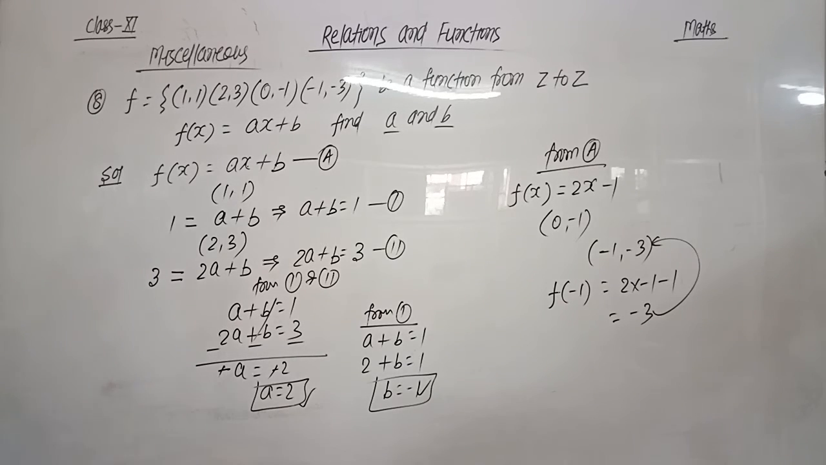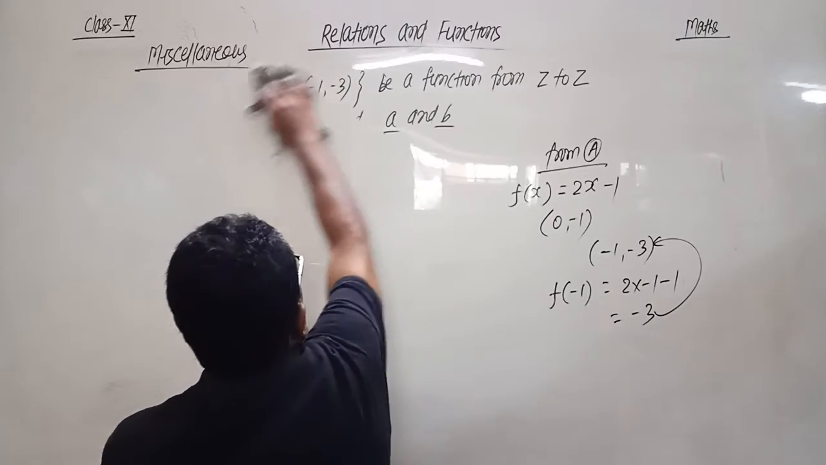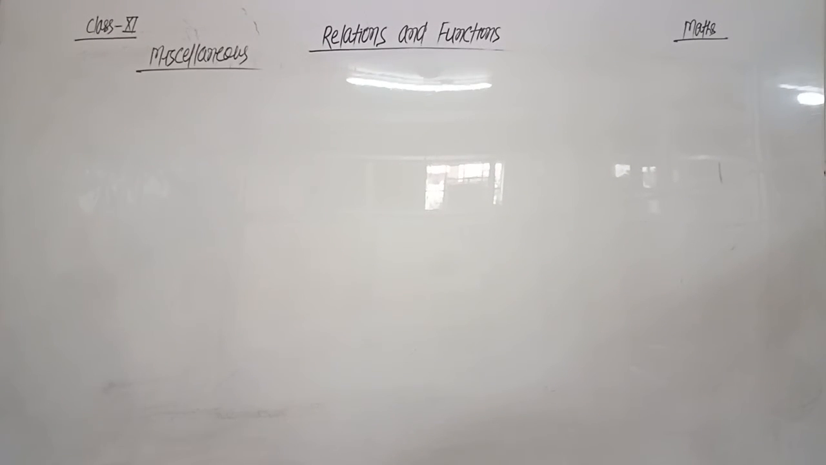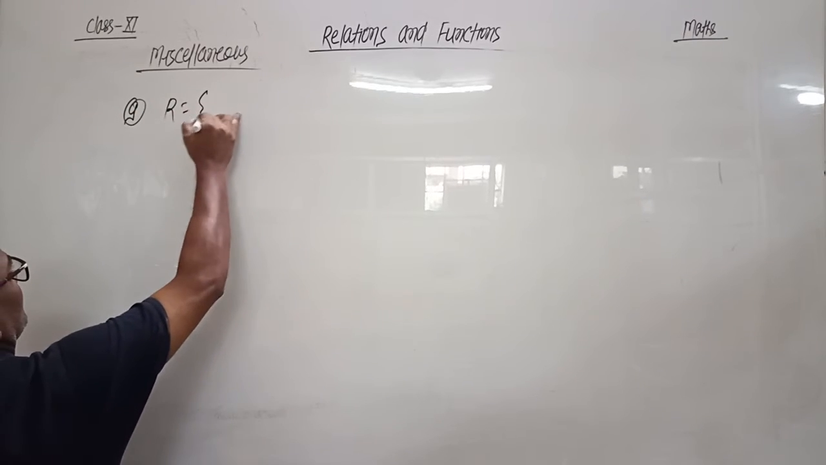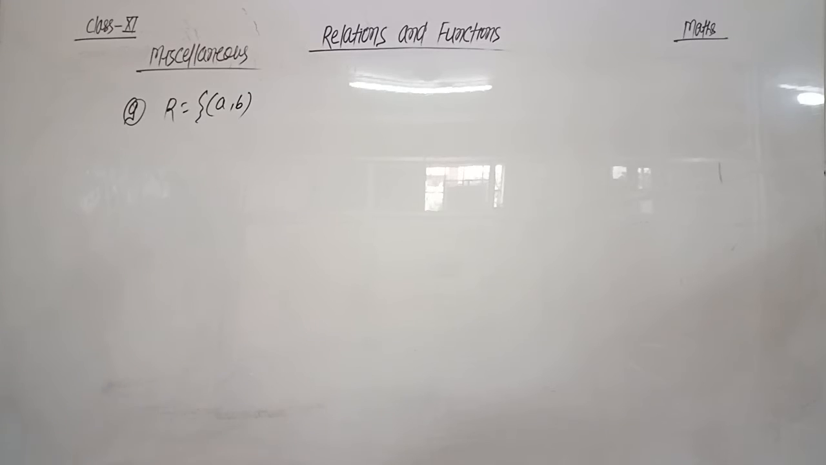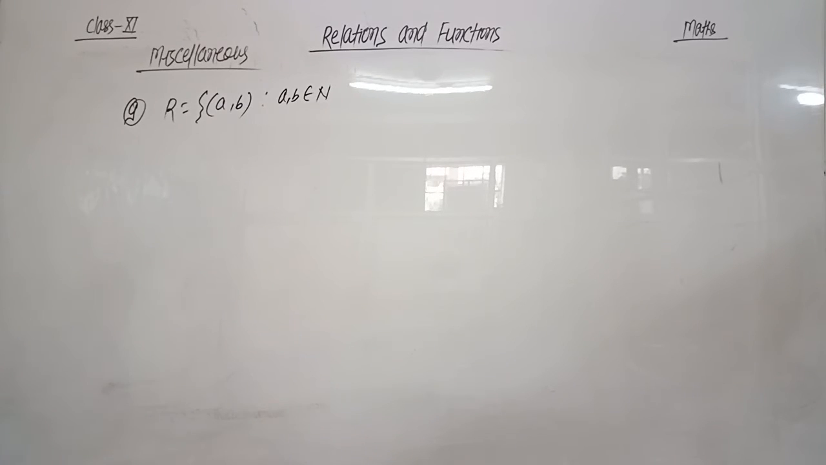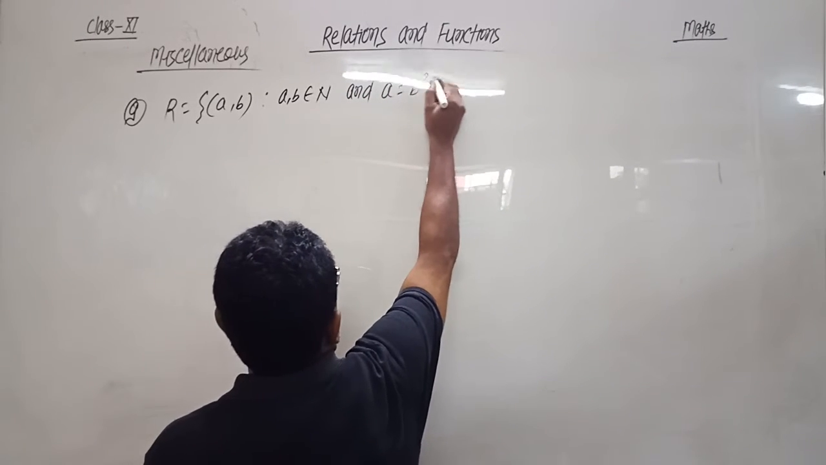Question number 9. We have given R be a relation from N to N defined by R equals to the ordered pair (A, B) such that A, B belongs to N, where N means natural number, and A equals to B square.